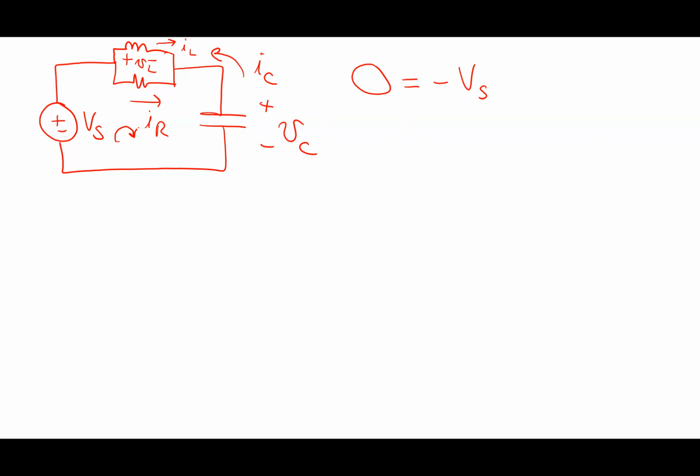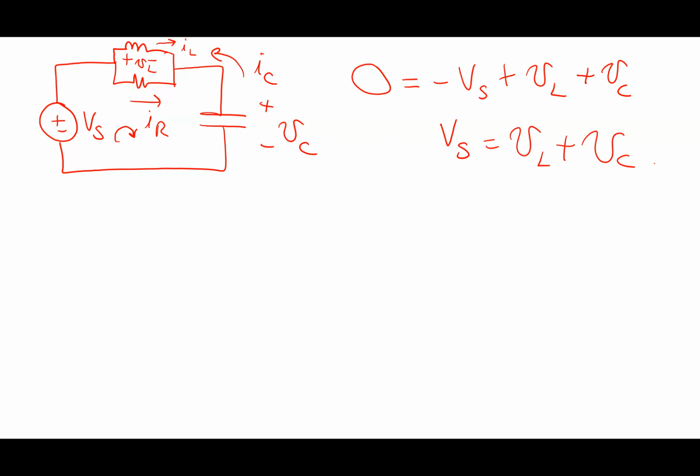And then what do I do when I get to the inductor and the resistor there? Plus VL because I'm going plus to minus. And then I get to the capacitor, what do I do? Plus VC. All right, so I have VS equals VL plus VC. Okay, that should be useful to me later.